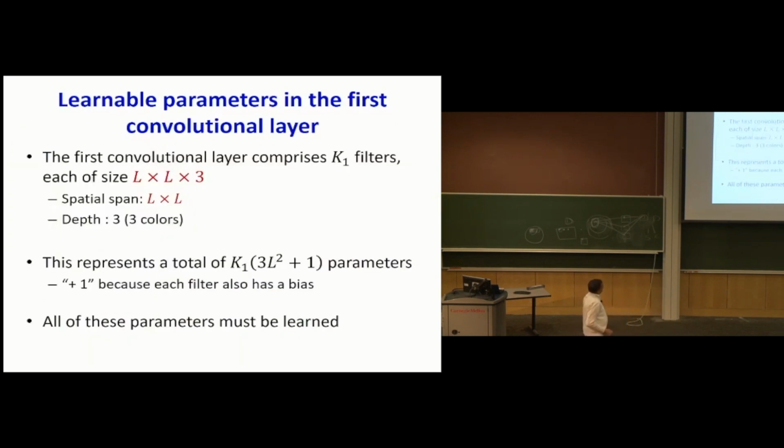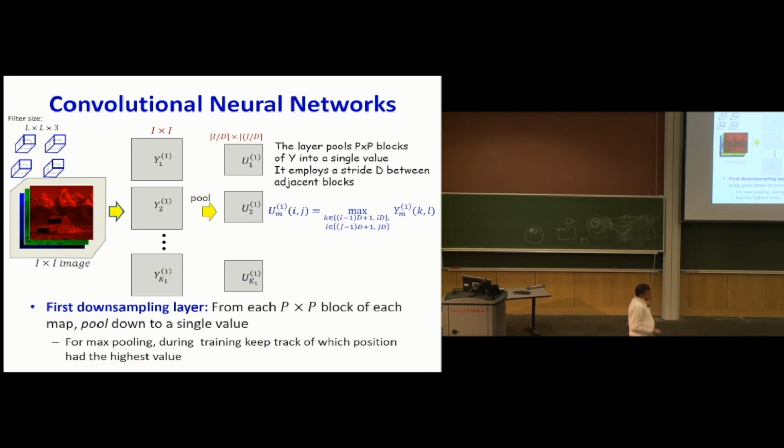Now, so the total number of parameters, again, is going to be K1 times 3L squared plus 1. And all of these parameters must be learned. Subsequently, if you're actually performing a pooling, you apply pooling on this separately to get this one, on this separately to get this one, and so on. And the pooling at each location is simply going to be finding the max of a small region from the input. Again, I won't spend a lot of time on pooling, maybe the time is better spent elsewhere, right? But you get the idea.